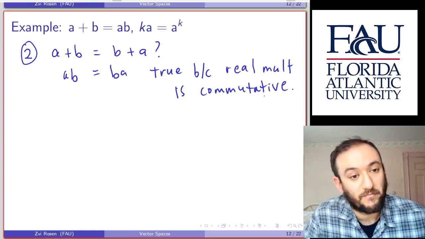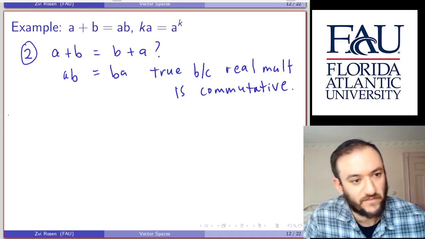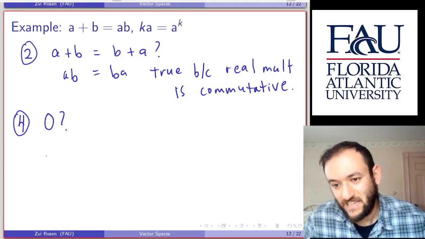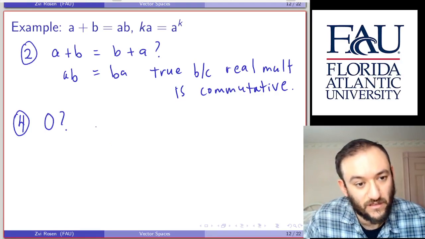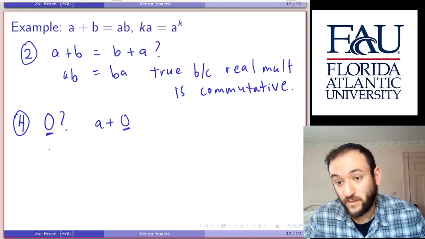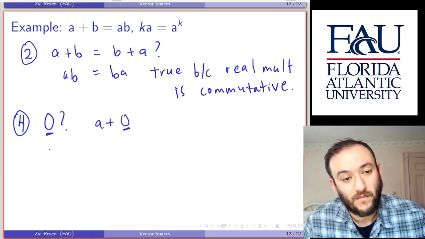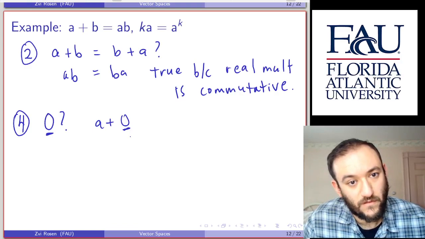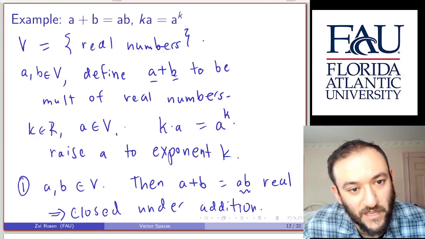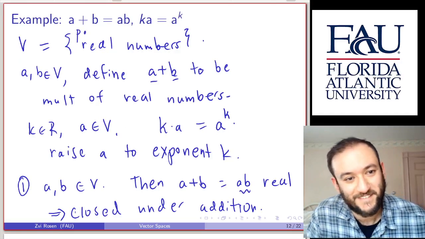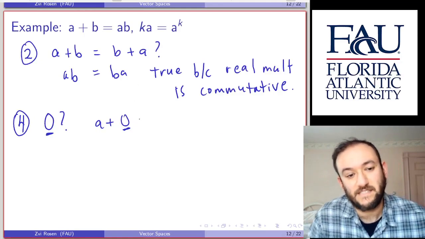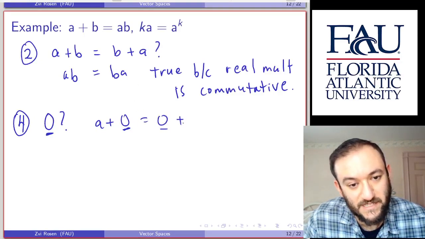Okay. How about the 0 vector? Okay, we'll skip associativity for now. The 0 vector, we need a vector which, when you add it to any real number, you get the same real number back. So a plus 0, I'm going to put a little line under it so we know we're not talking about the real number 0. We're talking about the vector 0. Okay. Oh, you know what? This should probably be positive real numbers. That's important. Positive real numbers. So real numbers greater than 0. Okay, so we need a number a plus 0, which is equal to 0 plus a, be a.